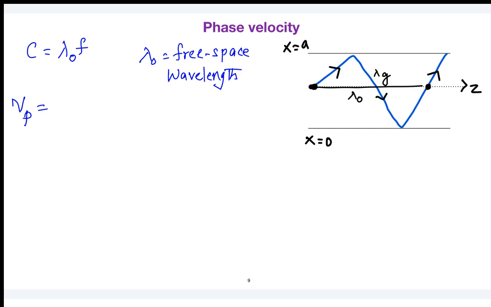To cover the same distance as in free space, the wave is now taking a longer path because of the reflection. Will you agree with my point? This longer path I have defined, I can call it the guided wavelength, because that is the wavelength when you introduce the waveguide. So I can define the phase velocity as lambda g into f, where lambda g is the guided wavelength.